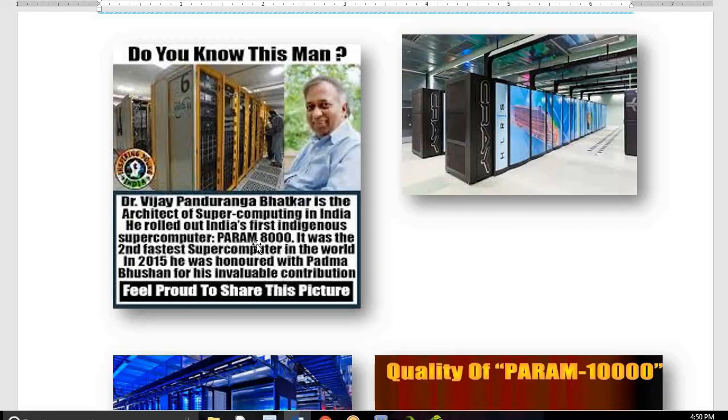We can see different versions also here. It was the second fastest supercomputer in the world in the year of 2015. He was honored with Padma Bhushan for his invaluable contribution. Feel proud to share this picture.